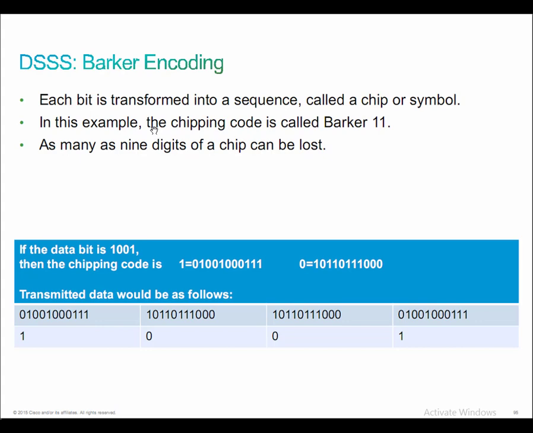So when you examine the numbers, you can see that as many as 9 digits of the chip can be lost, and the receiver can still understand that there's a difference between a 1 and a 0, right? They're kind of just inverse of each other, aren't they? So I could technically lose up to 9 bits of that chip sequence and still be able to identify which one's a 1 and which one's a 0.